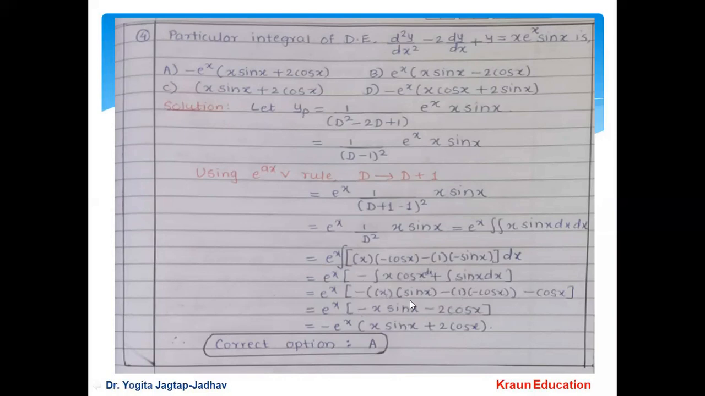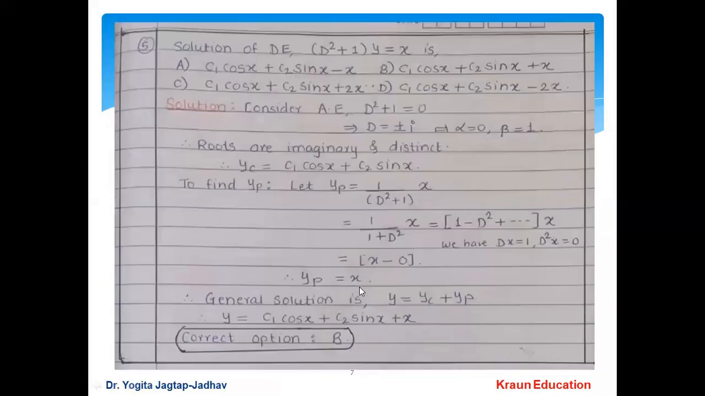Minus of minus becomes plus, and again minus, it becomes cos x, and again minus cos x. Minus cos x minus cos x becomes minus 2 cos x. When I take minus sign common from the square bracket, we have yp equal to minus e raised to x, x sine x plus 2 cos x. Therefore, the correct option is A.